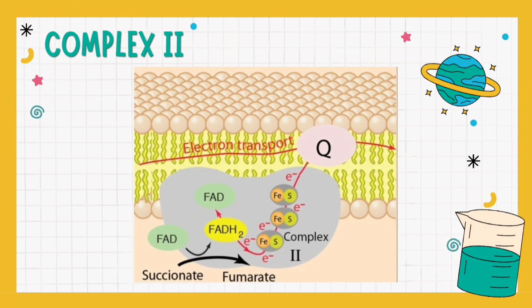Complex 2 transfers electrons from FADH2 to ubiquinone through a series of iron sulfur clusters without proton pumping, producing fumarate and reducing ubiquinone to carry electrons further along the chain.